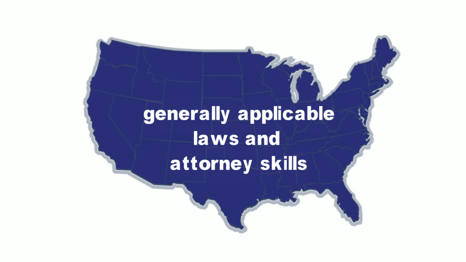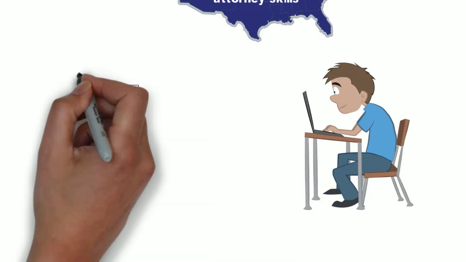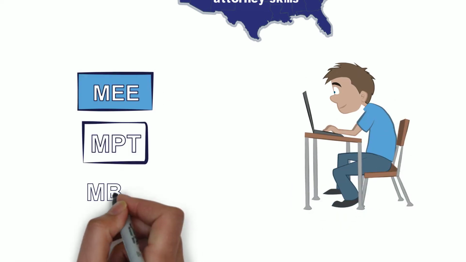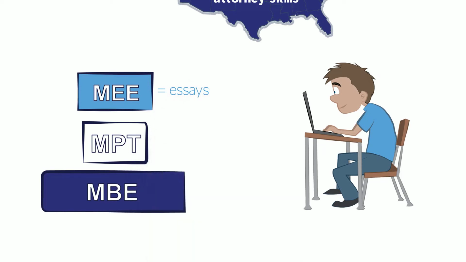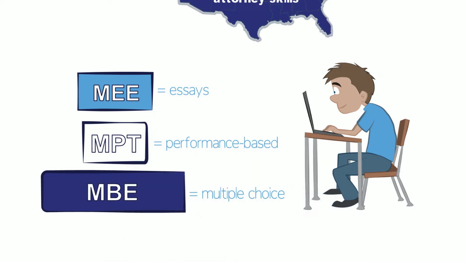The UBE tests your understanding of generally applicable laws and attorney skills. That means you don't need to know state-specific laws unless told otherwise. The UBE has 3 parts: the MEE, MPT, and MBE. The MEE is essays, the MPT is performance-based, the MBE is multiple choice.